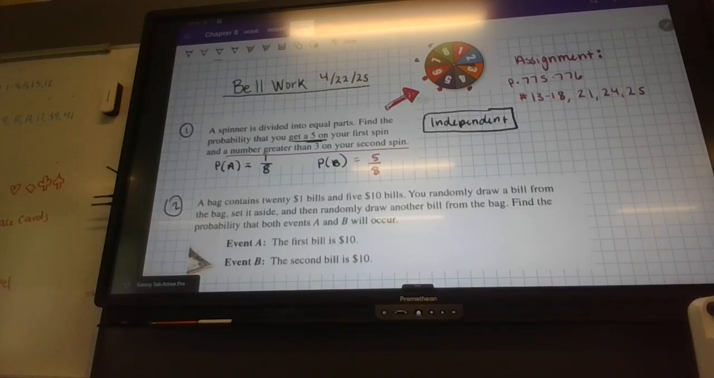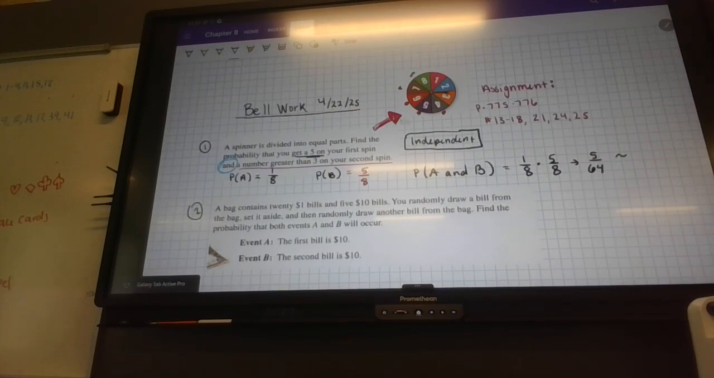And now this word and, the probability of both of them happening, so I would write A and B, we multiply those probabilities. So that's 1/8 times 5/8, and that'll tell us the chance of both of those things happening. 5 out of 64.